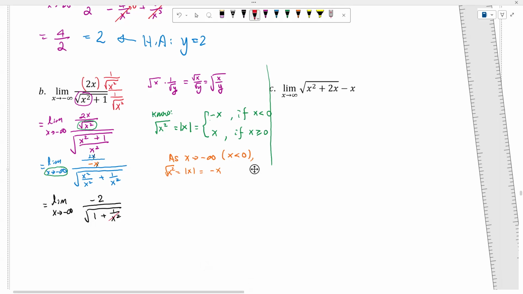And now we know that as the limit goes to negative infinity, this term goes to 0. So my answer will be negative 2 over the square root of 1. That means my answer is negative 2.